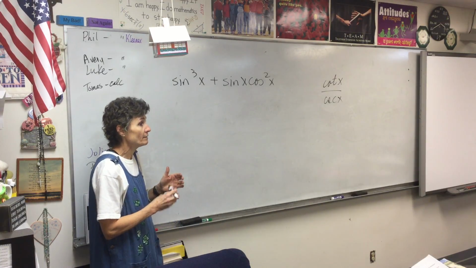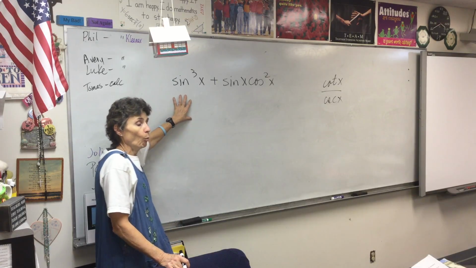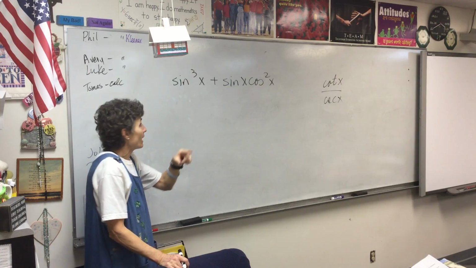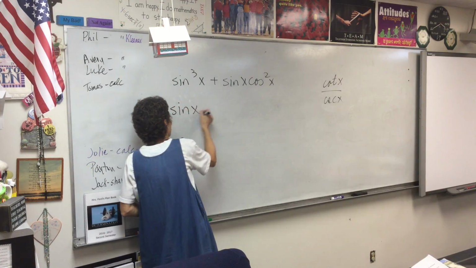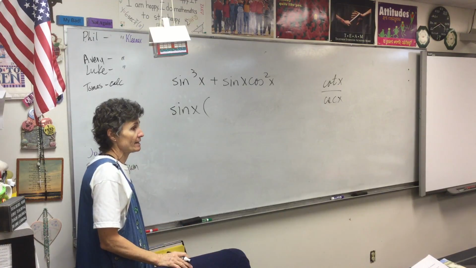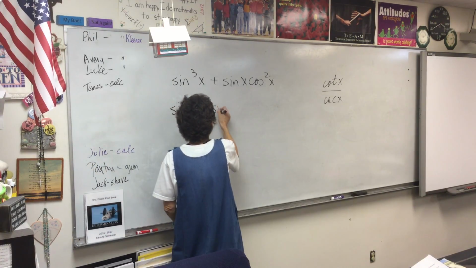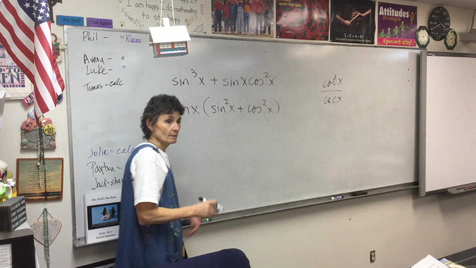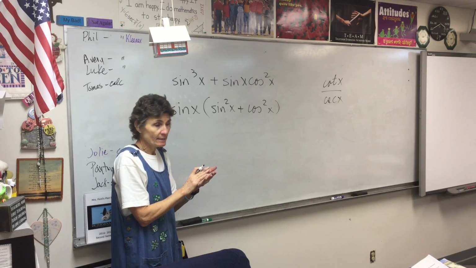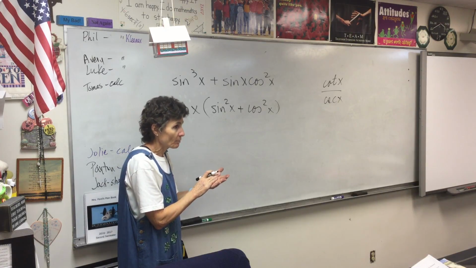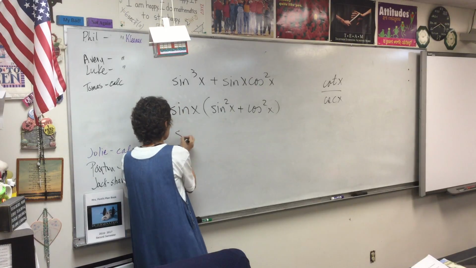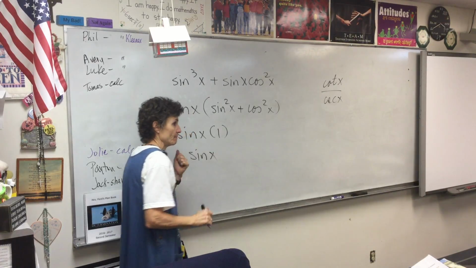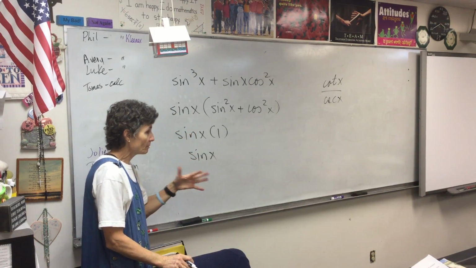This is practice test 1. Take a look here. What do you see that could be done? Pull out a sine. Now, when I take out a sine, I have left sine squared plus cosine squared. What's sine squared plus cosine squared? 1. So you have sine times 1, which is sine. The directions say simplify.